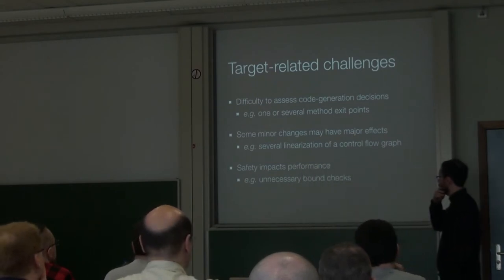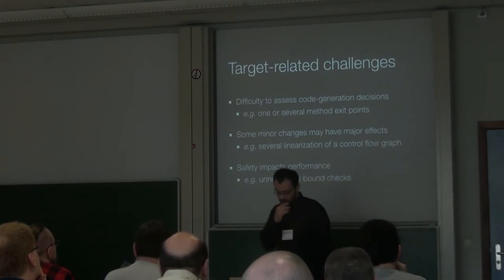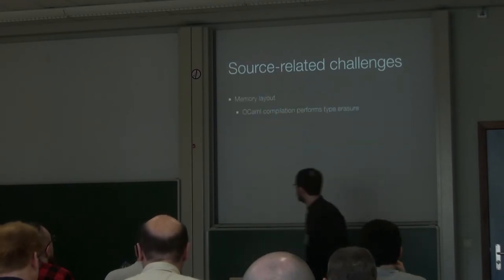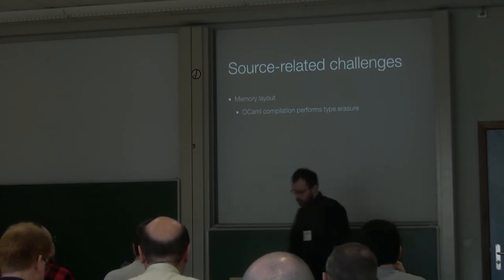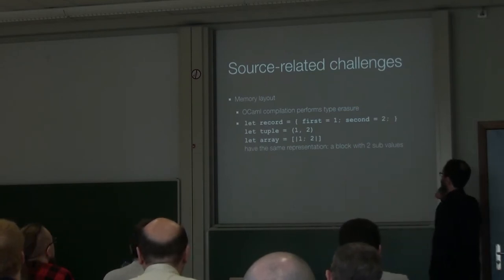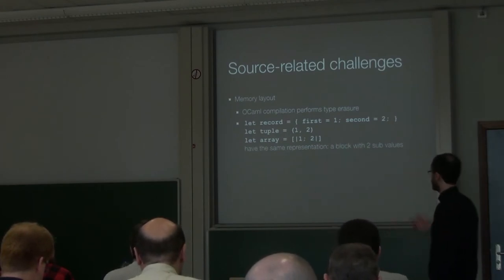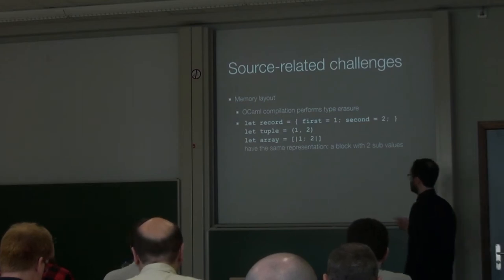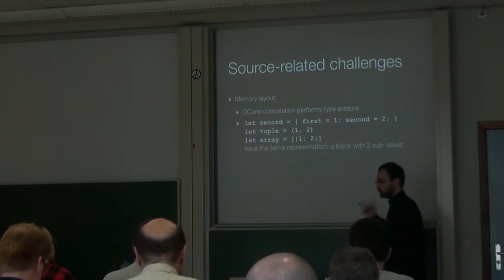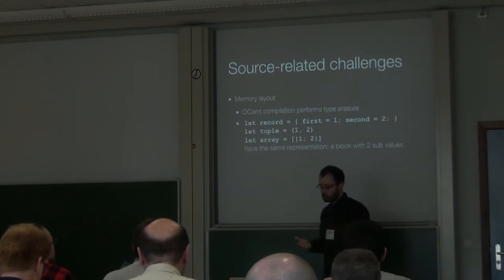And the last problem is that the safety of the machine impacts performance. I will detail this on a concrete example. OCaml performs type erasure. This means that all three values here have the very same representation at runtime. So the first one is a record with two fields, the second one a tuple with two components, and the last one an array with two elements. These three values have the very same representation at runtime, which is a basic block with two sub-values.